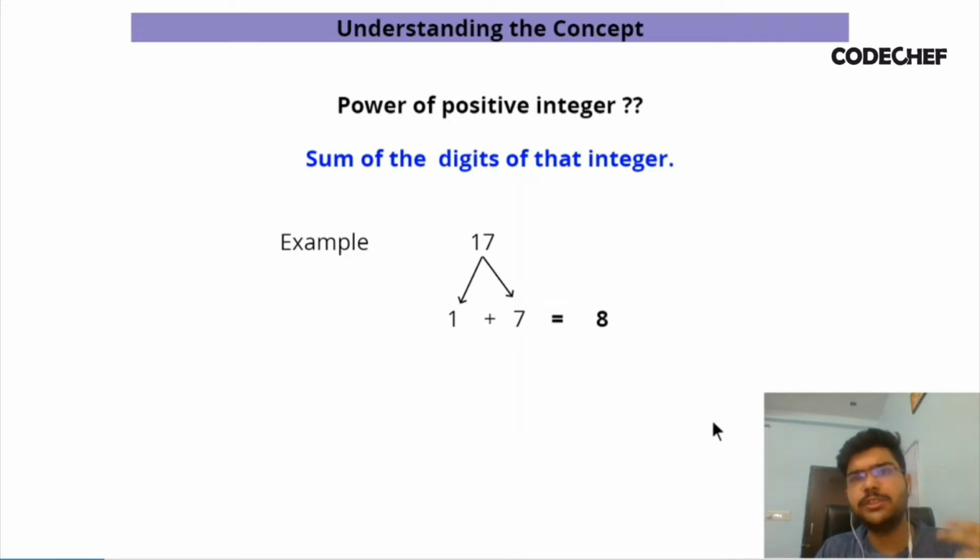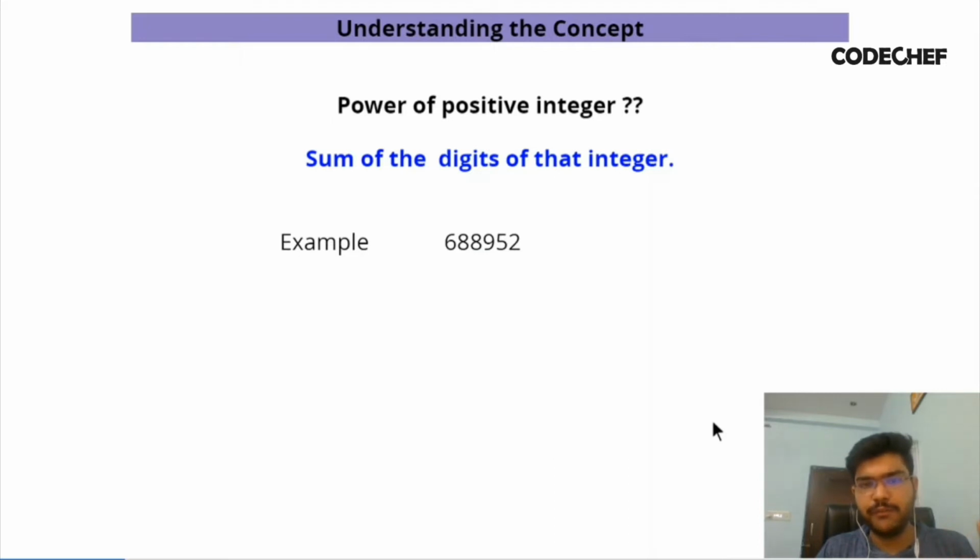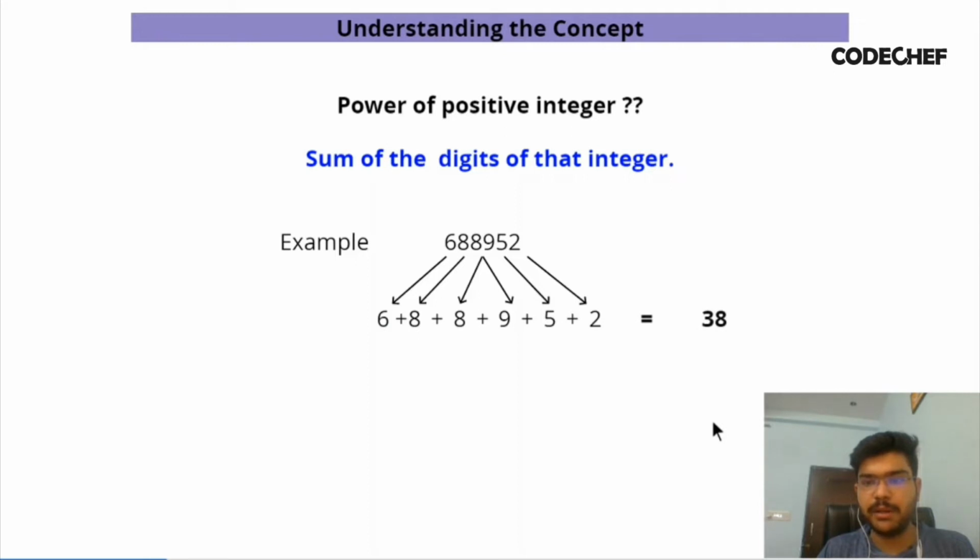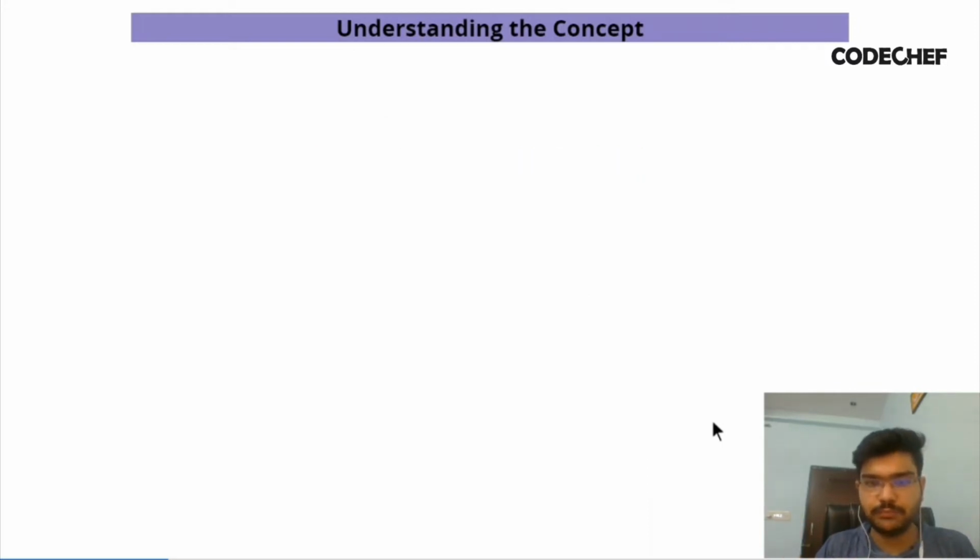Let's try out some bigger examples. If we have the number 688952, the digits are 6, 8, 8, 9, 5 and 2. We quickly add all of these digits and the power becomes 38. So the power of this big number, 688952, is 38. So this is the power of a positive integer. I hope that with these examples the power of a positive integer is clear to you.